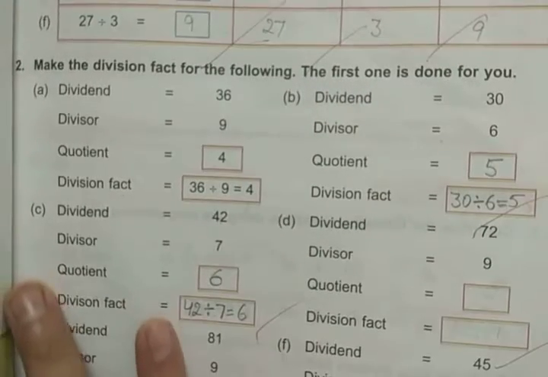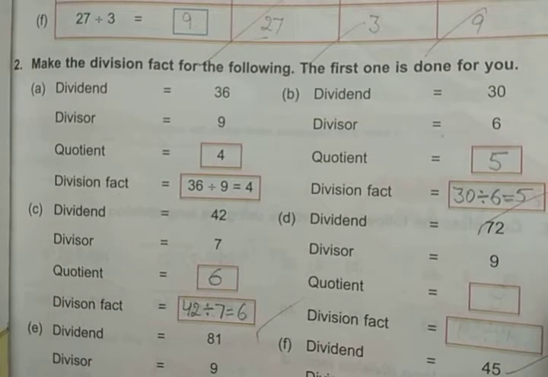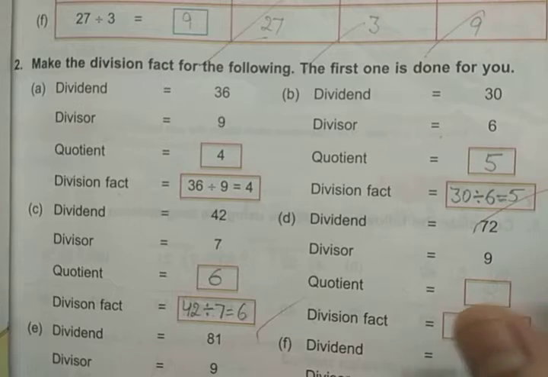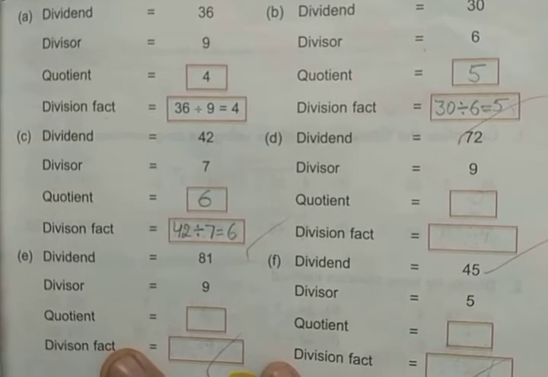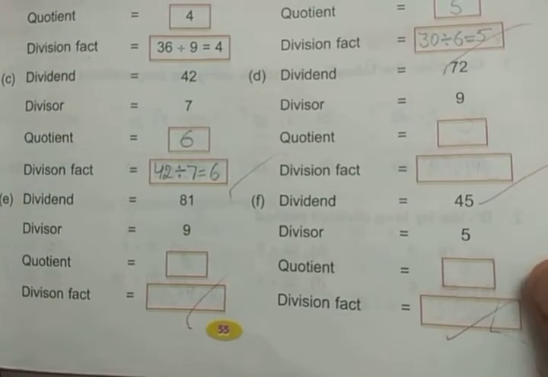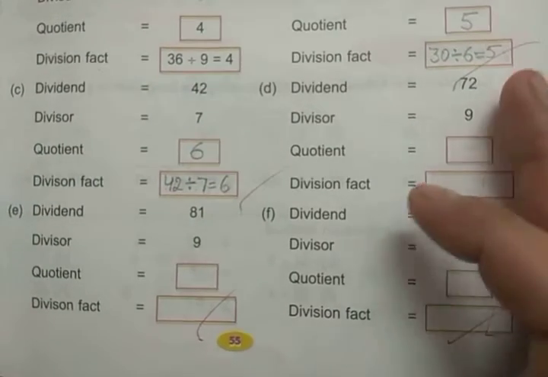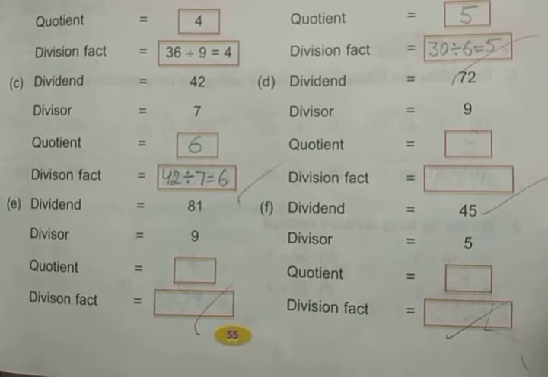And in the next question, dividend and divisor are given and we have to find the quotient and then write the division fact. So up to C part we have already done. So I have given you these 3 parts as homework or assignment. So let us check them.